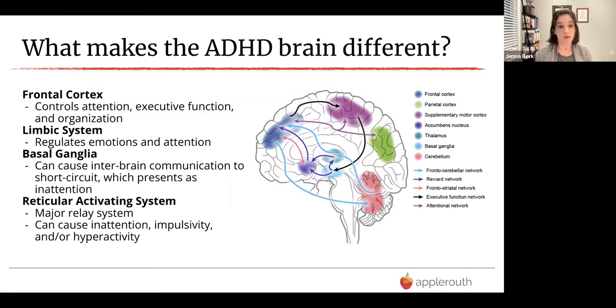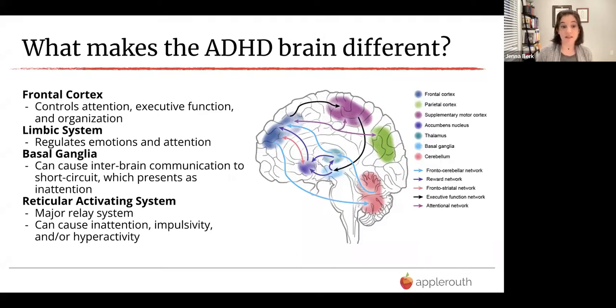So we're thinking about the frontal cortex, which controls attention, executive function, which we'll talk about a little bit more, and organization. And then there's the limbic system, which regulates emotions as well as attention. So sometimes a student with ADHD may have wild mood swings, or they might lash out because they can't calm themselves down. The basal ganglia can cause interbrain communication to short circuit, which looks like inattention.